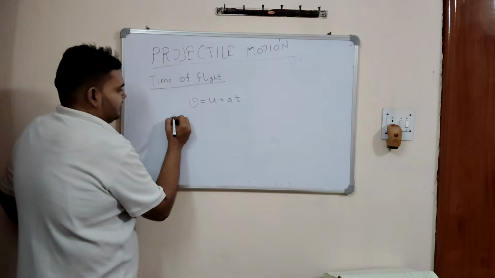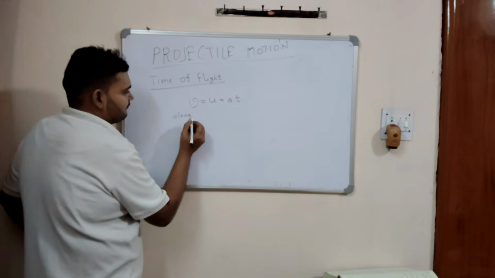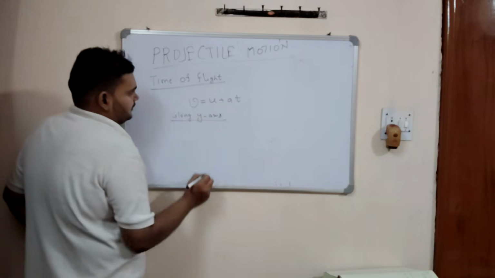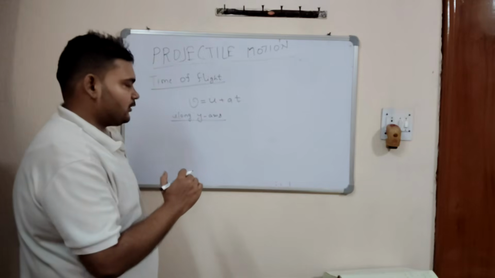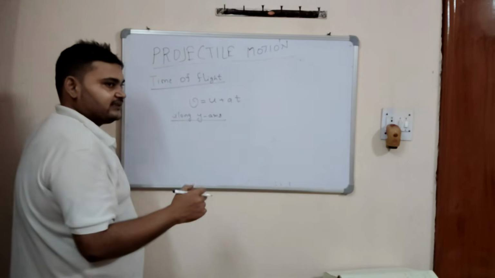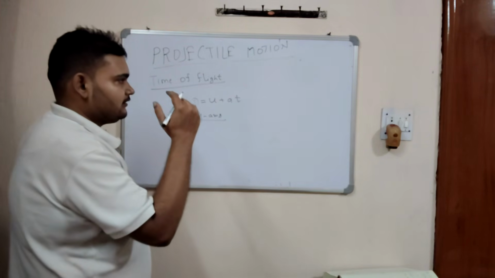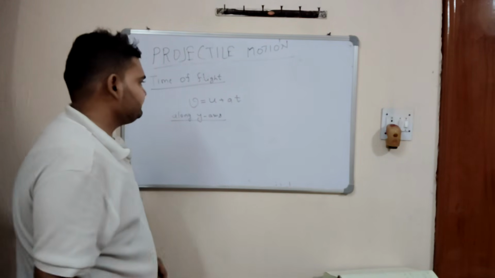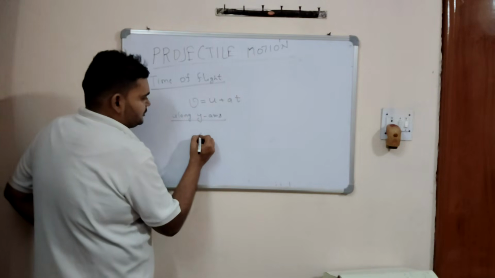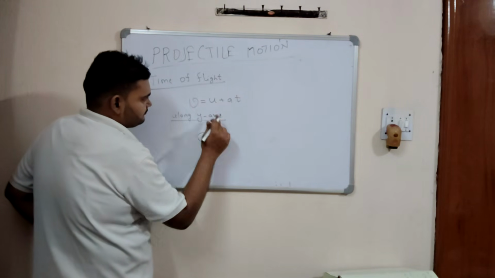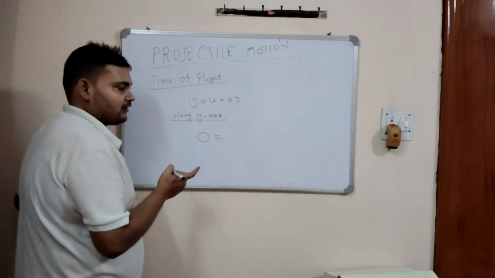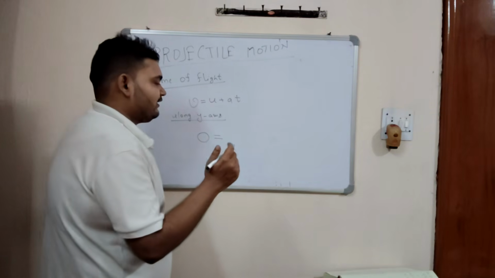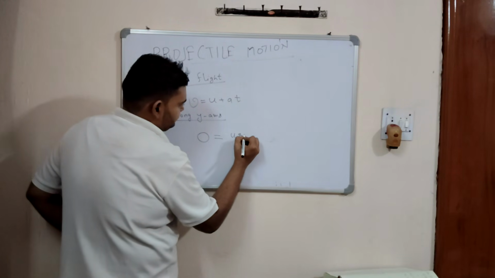So if you consider motion along the y-axis, here we will only consider motion along the y-axis. At time t equals 0, the object is at the ground, and at time t, the object reaches its maximum height. We are not concerned about its value here. At the maximum height, you know that the final velocity becomes 0. The initial velocity, we have seen in the previous slide, along the y-axis is nothing else but u sine theta.